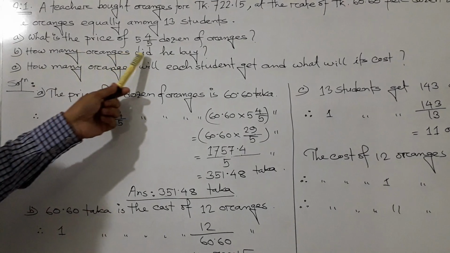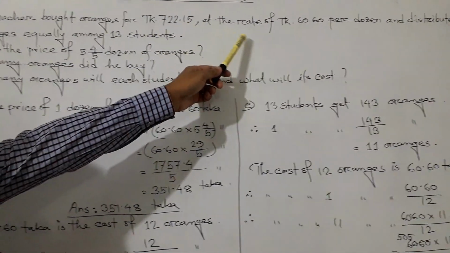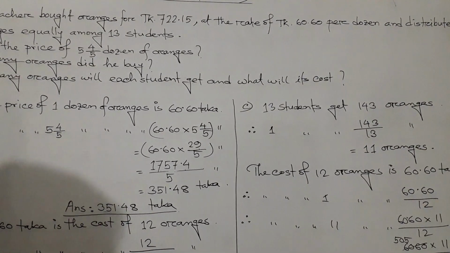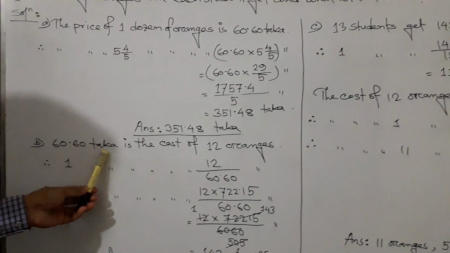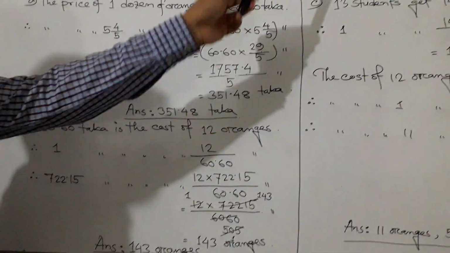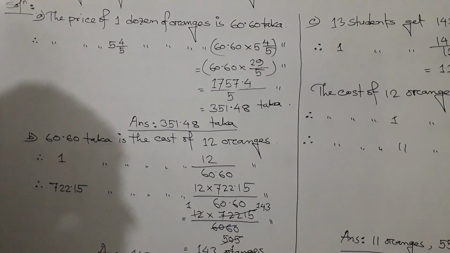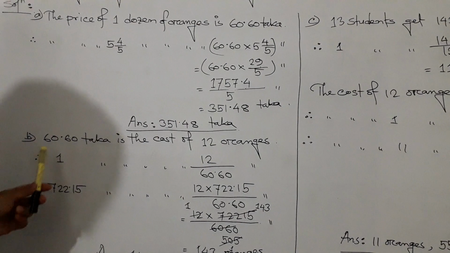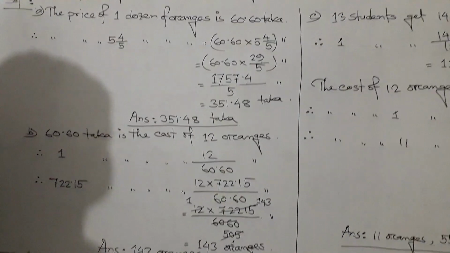How many oranges did he buy? So now we follow the rate of Taka 60.60 per dozen. So we write down the 60.60 Taka is the cost of 12 oranges. 12 oranges means 1 dozen of oranges. We know that 1 dozen of oranges equals 12 oranges. So 1 Taka is the cost of 12 divided by 60.60.